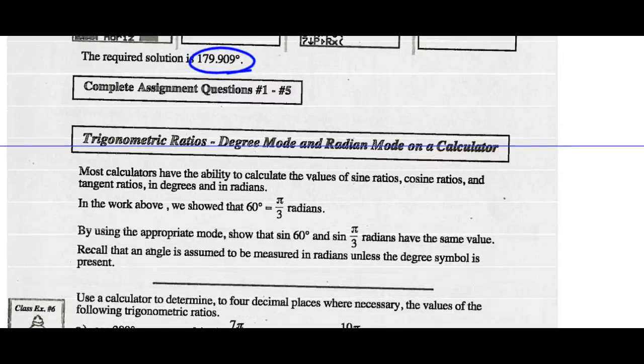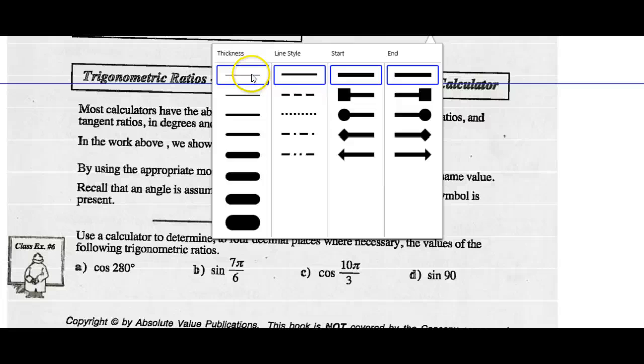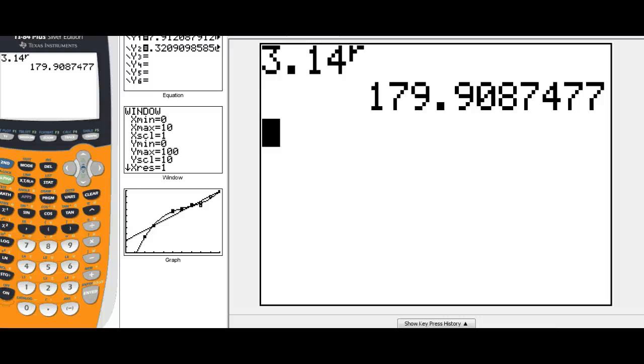Trig ratios in degree mode and radian mode on a calculator. So most calculators have the ability to calculate the values of sine ratios, cosine ratios, and tangent ratios in degrees and in radians. In the work above, we showed that 60 degrees is the same as pi over 3 radians. By using the appropriate mode, show that sine 60 and sine pi over 3 have the same value. Recall that an angle is assumed to be measured in radians unless the degree symbol is present. So let's prove that they have the same value on our calculators.